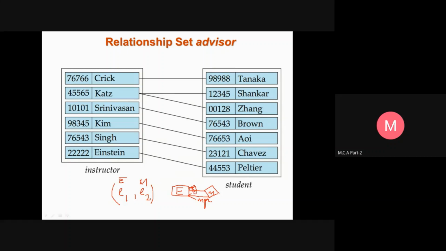So I'll say MGE. So this is the need of roles when we have recursive relationships. We will look at all this in detail in the next session or next couple of sessions.